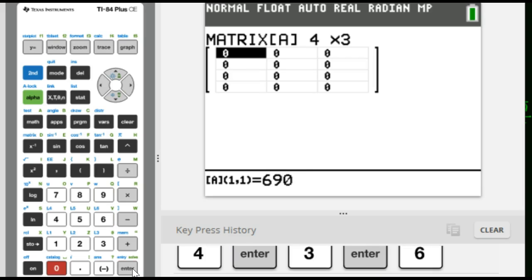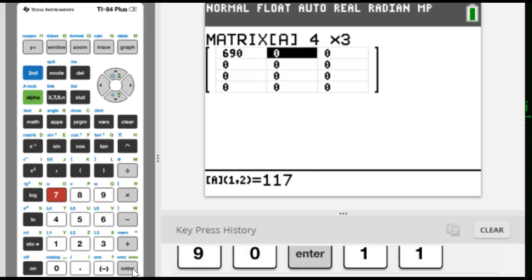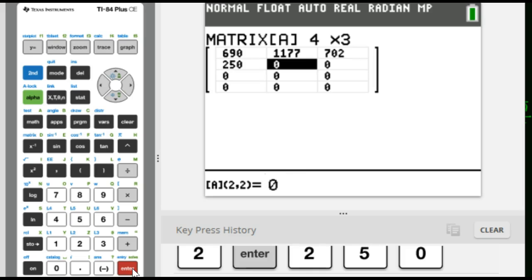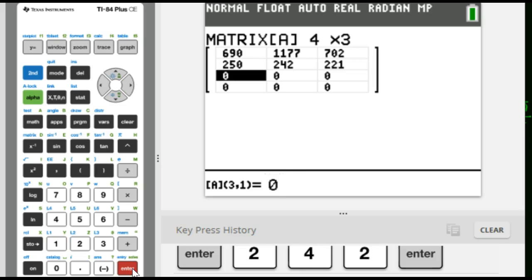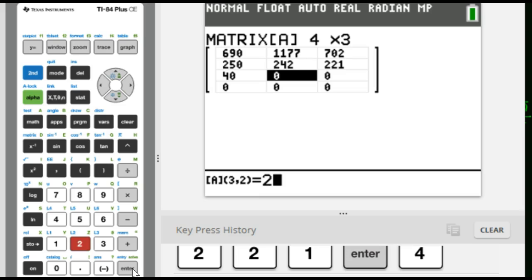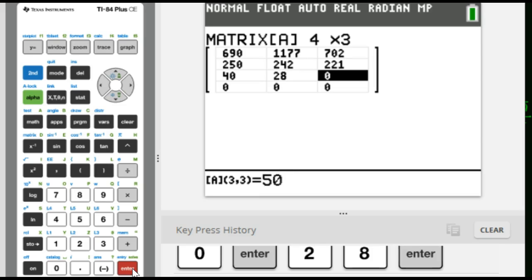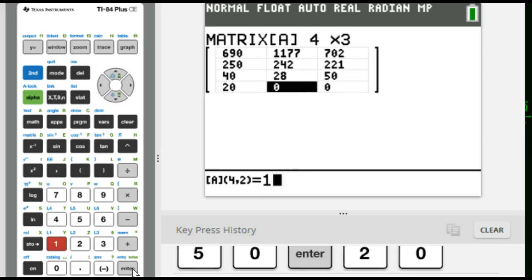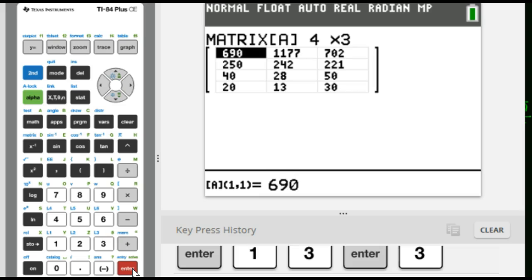So you can check this against the video if you want to. I got 690, 1177, 702, 250, 242, 221, 40, 28, 50, 20, 13, 30. So I have all the data in it. I don't use the total columns, just the ones that are in the meat of the matrix there.